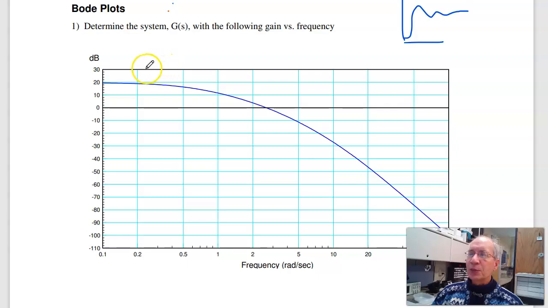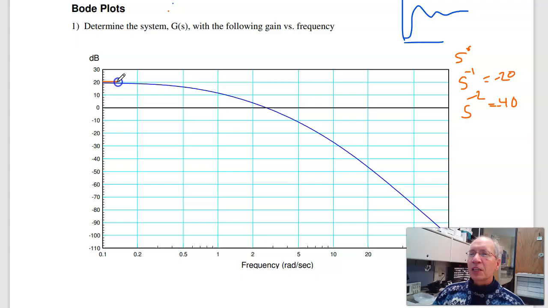First, draw on your straight line asymptotes. Note that if I have s to the 0, the slope is 0. If I have s to the minus 1, this drops by 10 as s goes up by 10. 10 is 20 dB, so the slope is minus 20 dB per decade. S to the minus 2, 2 poles, gives you s squared, 40 dB per decade. That's 100. 100 is 40 dB in 1 decade. So I want to draw asymptotes at slopes of 0, 20, 40, 60, 80 dB per decade.